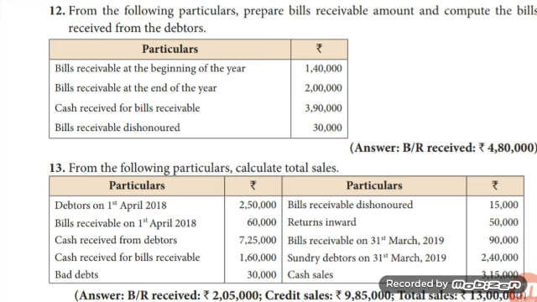Then third step, calculate total sales. Total sales is equal to cash sales plus credit sales. Cash sales is given in the question, 3,15,000. Credit sales you calculated from total debtors account. Credit sales is 9,85,000. Thus 3,15,000 plus 9,85,000 is equal to 13 lakh. 13 lakh is total sales. Okay children, thank you.